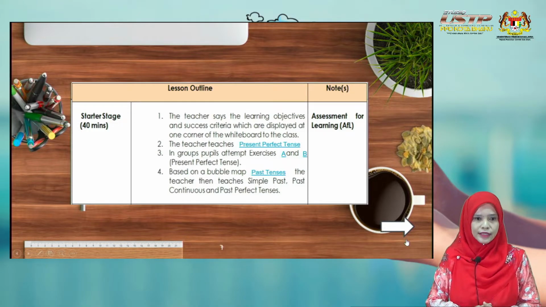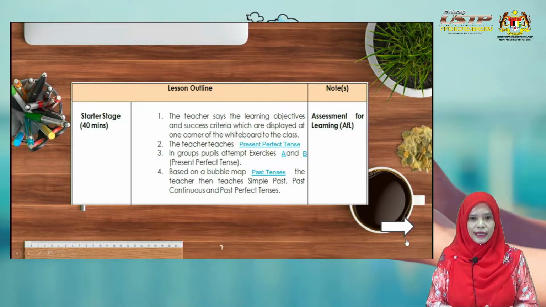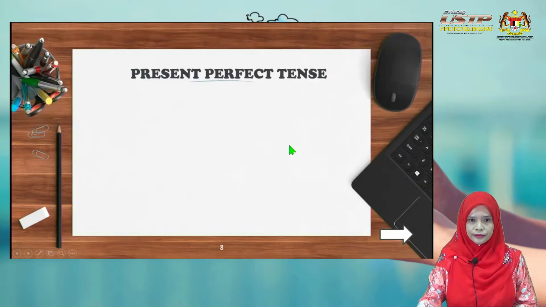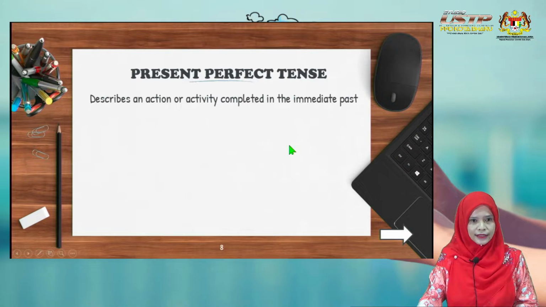For starter stage, which is for 40 minutes, the teacher says the learning objective and success criteria, which are displayed at one corner of the whiteboard, to the class. The teacher then teaches present perfect tense. Present perfect tense describes an action or activity completed in the immediate past.